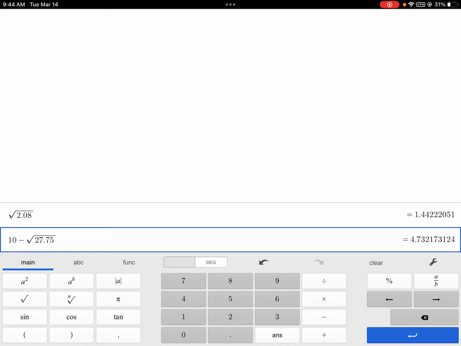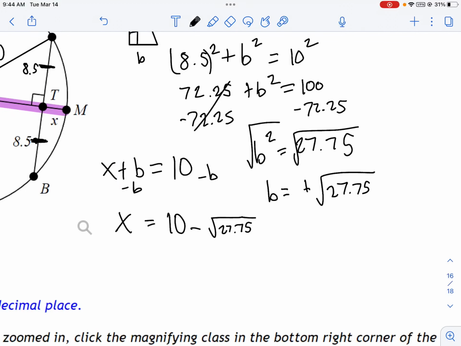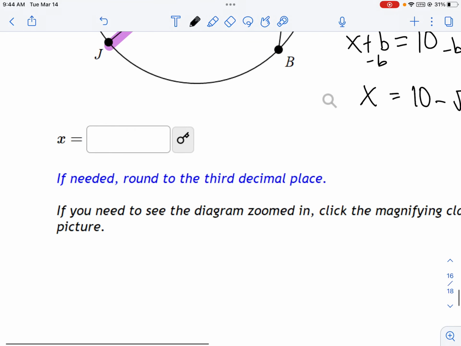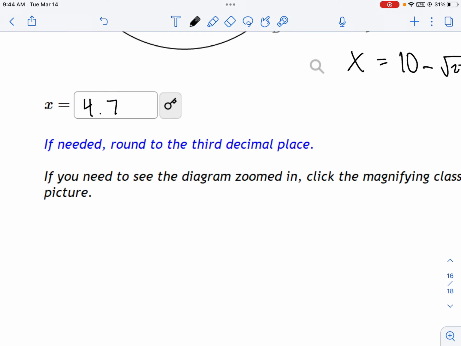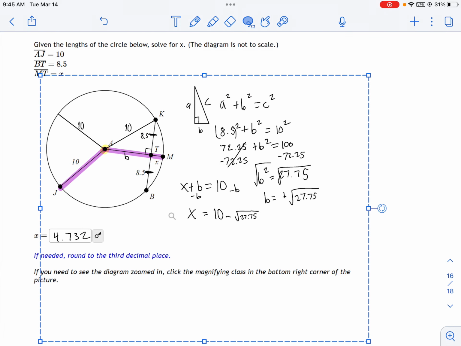Now for these problems, you're going to be rounding to the third decimal place. That third digit right there, so you'd have 4.732. The 1 behind the 2 is going to round down, which means 4.732 is your final answer for this one. And there you have it. You are finished from that point on. There's nothing more that you can do there.